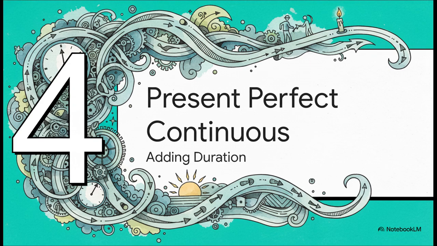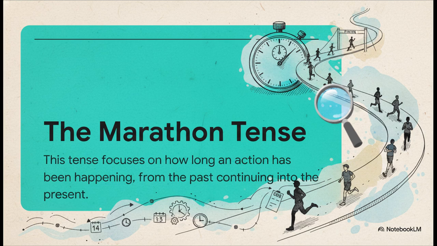All right, that brings us to our last present tense for today, the present perfect continuous. Now, this is the one you pull out when you really want to emphasize duration. How long an action has been going on, starting in the past and continuing right up to now. Yeah, I kind of like to call this the marathon tense. It's not just about the action itself, it's about the journey, how long it's been going on. It's perfect for answering that question, so how long has this been happening?